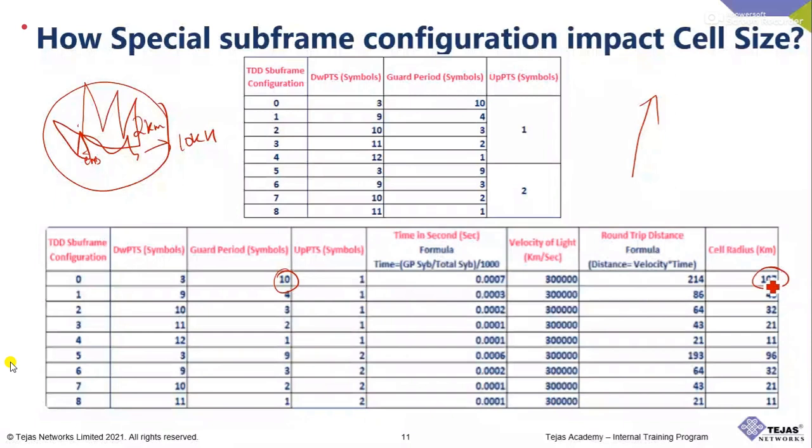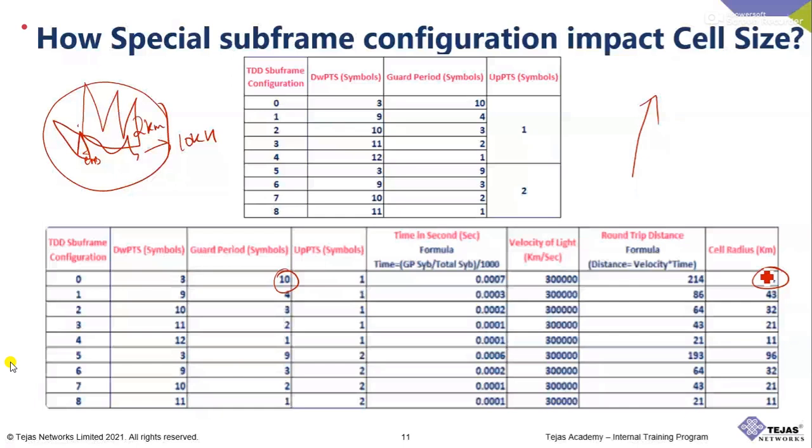So if you take more symbols for the guard period, you can increase the coverage in TDD. And if you take less guard period, you can reduce the coverage of LTE, and you can use those extra symbols for downlink. So downlink pilot symbols will be more, guard period will be less. So what impact will it have? It will have an impact on your cell coverage. So one of the factors which can be improved, or let's say the cell coverage can be increased, can be done through this special subframe.